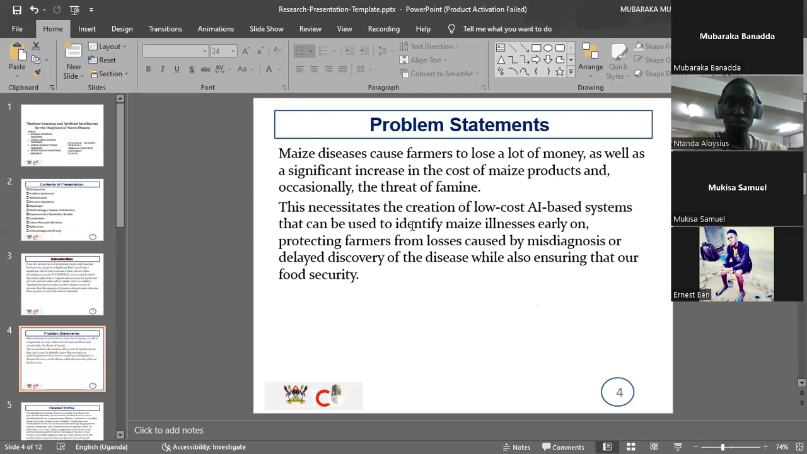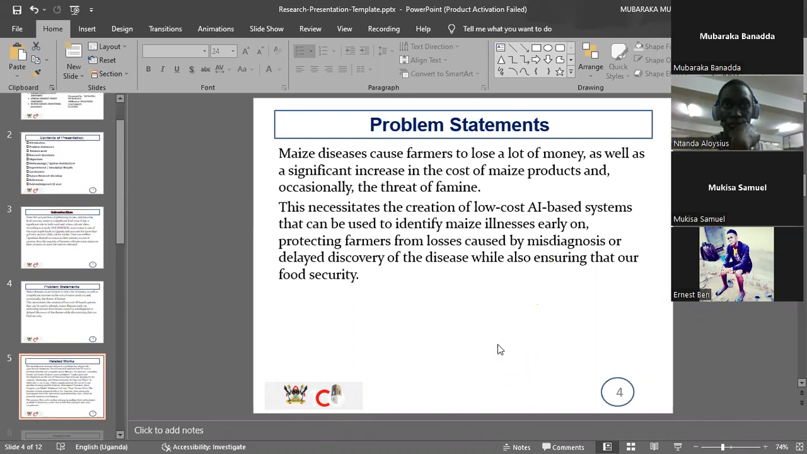So that's why this necessitates the creation of low-cost AI-based systems that can be used to identify maize illnesses early on, protecting farmers from losses caused by misdiagnosis or delayed discovery of the disease. If farmers are able to diagnose the correct disease or detect it a bit earlier, they can control it so that they can maintain their food production. That's actually our problem statement.